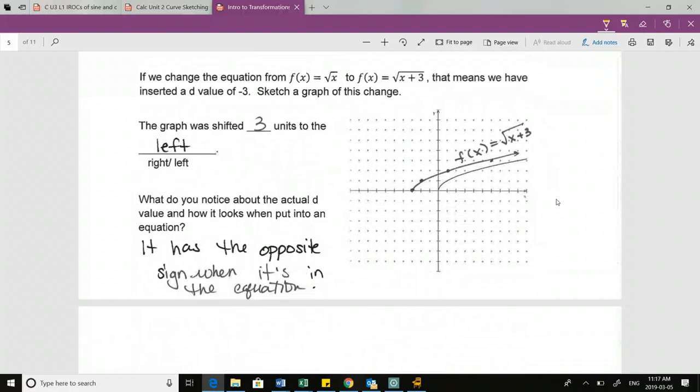Okay, the impact on the +3, this is a D value. You'll notice that the D value looks like +3 in here, but it's actually -3 when we state the actual D value. So it looks opposite in the equation to what it actually is. This is a shift 3 units to the left. So you should have something over here, and this should be the value -3. The D value looks opposite when it's in the equation. It looks like +3, but the D value is actually -3.